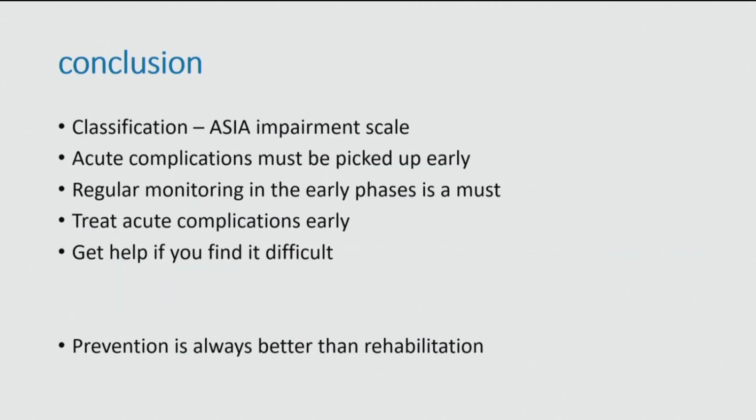So to conclude, classification, the ASIA impairment scale is what we use. But don't just look at only the points, look at the meaning, as what Frankel has said. Acute complications must be picked up early, with regular monitoring, treating acute complications early, and get help if you find it difficult. That is what is more important. So prevention is always better than rehabilitation. Thank you very much.